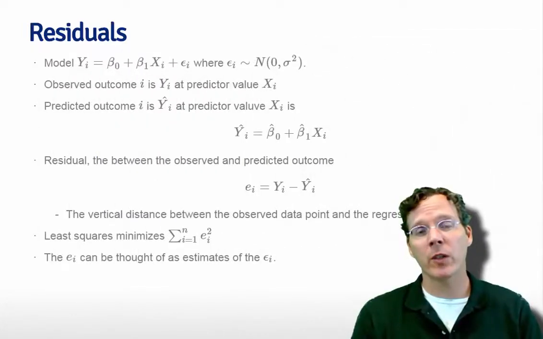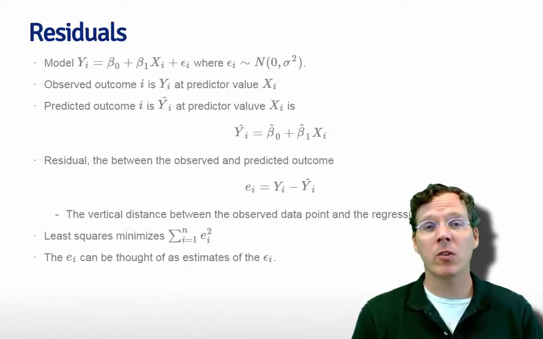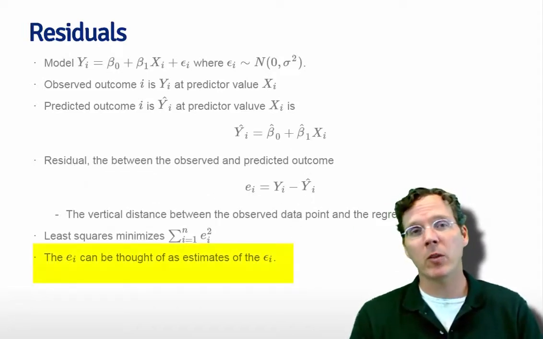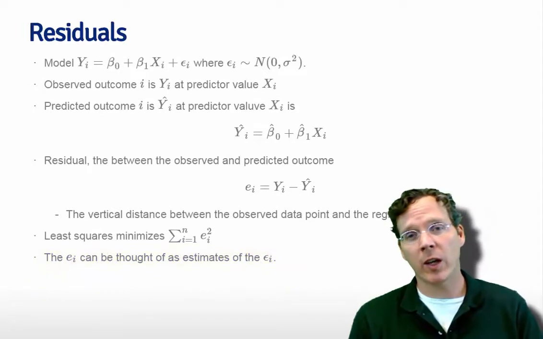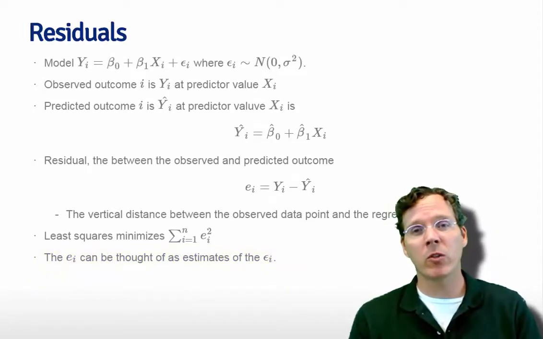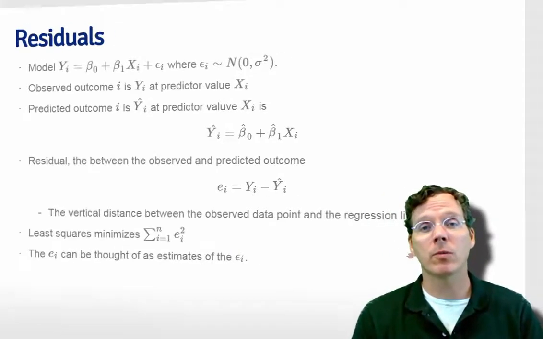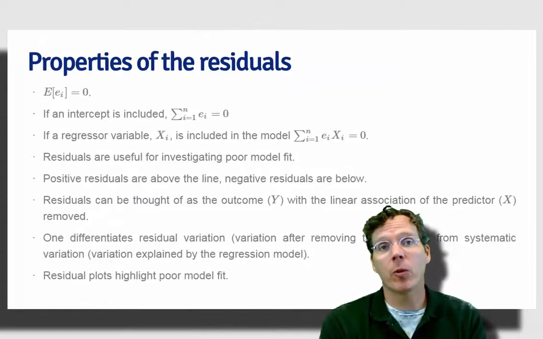Remember, our least squares criterion tried to minimize the sum of the squared vertical distances, so in essence it was minimizing the sum of the squared residuals, summation ei squared. One way to think about the residuals is as an estimate of epsilon i, though you have to be careful with that, because, as we'll see later on, we can decrease the residuals just by adding irrelevant regressors into the equation. Let's talk about some aspects of residuals that will help us interpret them.